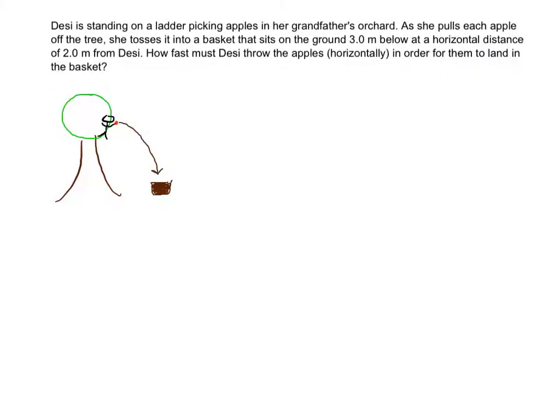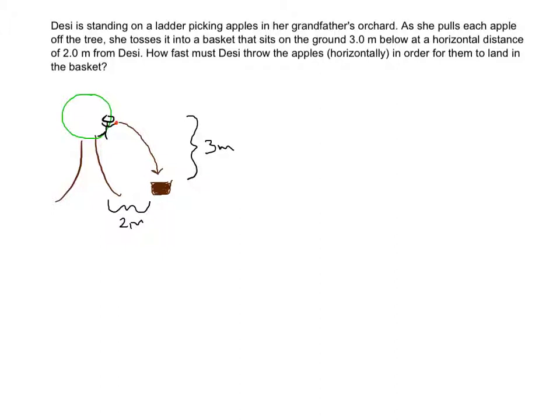Okay, here we've got Desi, and she's standing on a ladder picking apples in her grandfather's orchard. As she pulls each apple off the tree, she tosses it into a basket that sits on the ground 3 meters below at a horizontal distance of 2 meters from Desi. So we've got 3 meters here and 2 meters there. Oh, that's a nice M. There we go. And it says, how fast must Desi throw the apples horizontally in order for them to land in the basket?